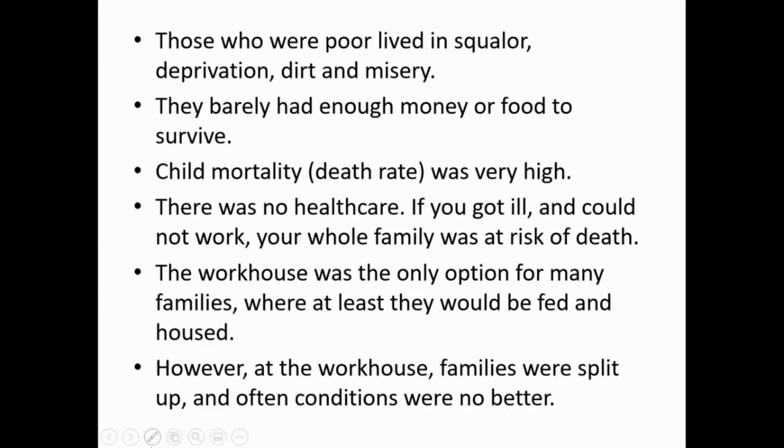Okay, so those that were poor lived in squalor, deprivation, dirt and misery. They barely had enough money or food to survive. Now, the child death rate, their mortality rate, was extremely high, with lots of children dying in the early years. And this was due to the fact there was no healthcare. There wasn't any national health service then. If you got ill and you could not work, your whole family was at risk of death.